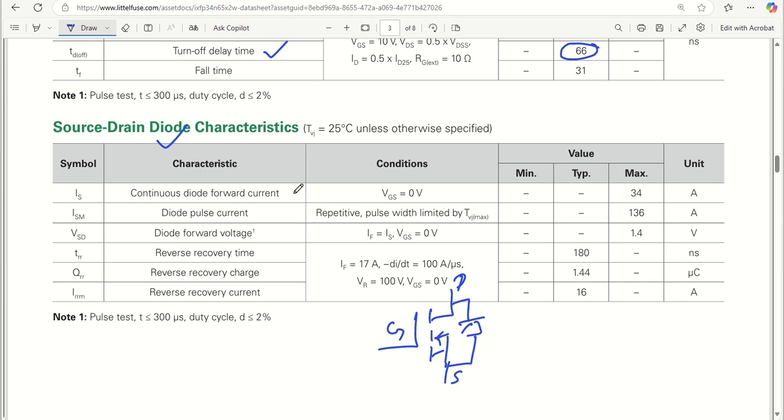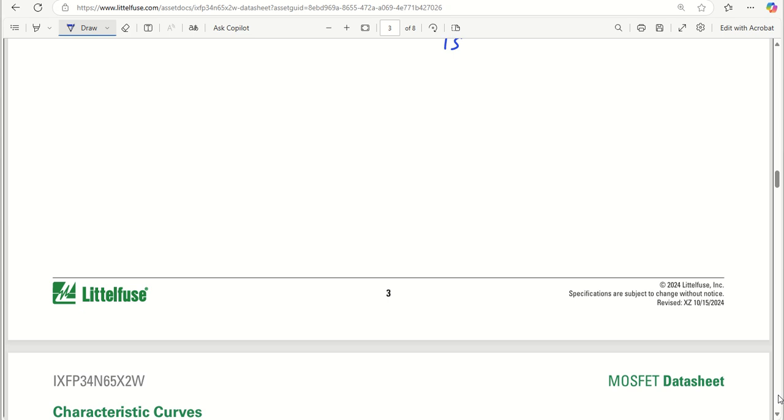Based on that, how much current it can withstand is the same, 34 amperes. Peak current, it can go up to 136 amperes. What is the forward voltage drop? That is 1.4 volt, and similar to that, other parameters are also there. It is exactly the same as a simple diode if you see it separately. So we have reverse recovery time, reverse recovery charge, and reverse recovery current. All those things are there.